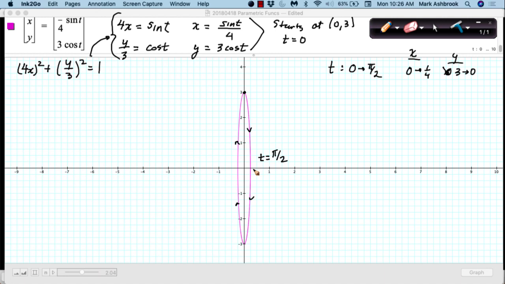Is x changing at that instant, at that moment right there at pi over 2? Does x change? It's like a maximum value of x, right? What about y? Is y changing? Definitely changing, right? Y is decreasing. So let's look at the rate of change of y. If y equals 3 cosine t, what is dy dt?